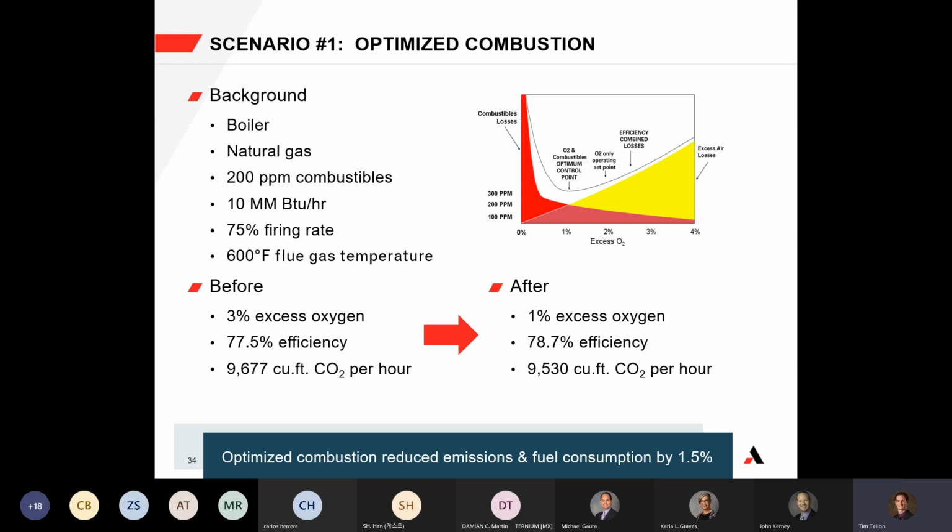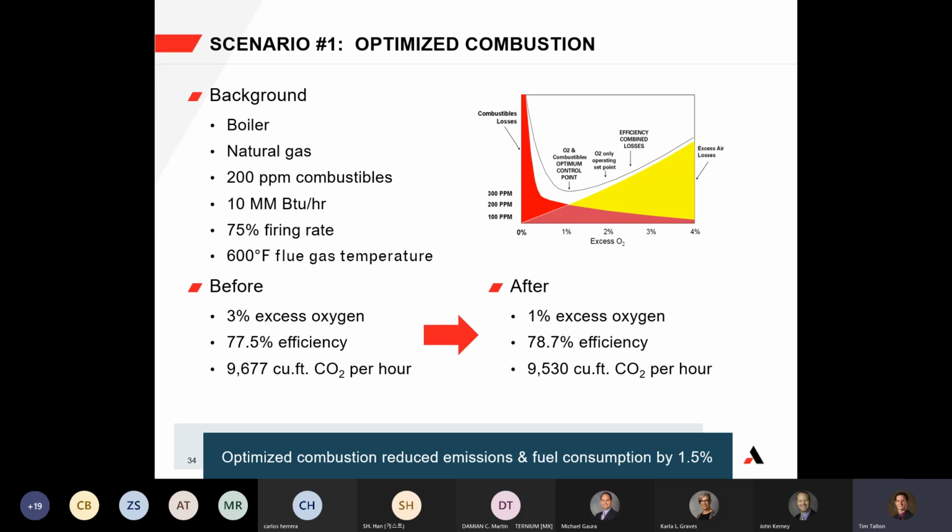On the first case, optimized combustion. Consider a boiler, natural gas fired, that has about 200 ppm of combustibles reading, and it's firing about 10 million BTUs per hour. Now that boiler by itself, before anything happens, has an efficiency of about 77.5%, operating at 3% excess oxygen. And so that translates into 9,600 cubic feet per hour of CO2 emitted into the atmosphere.